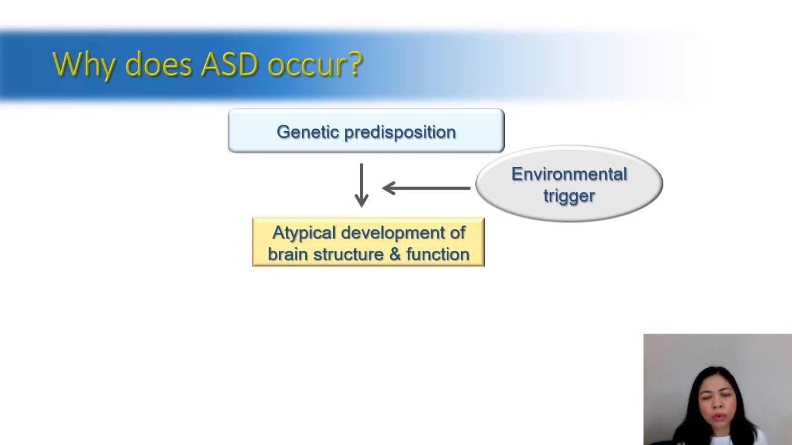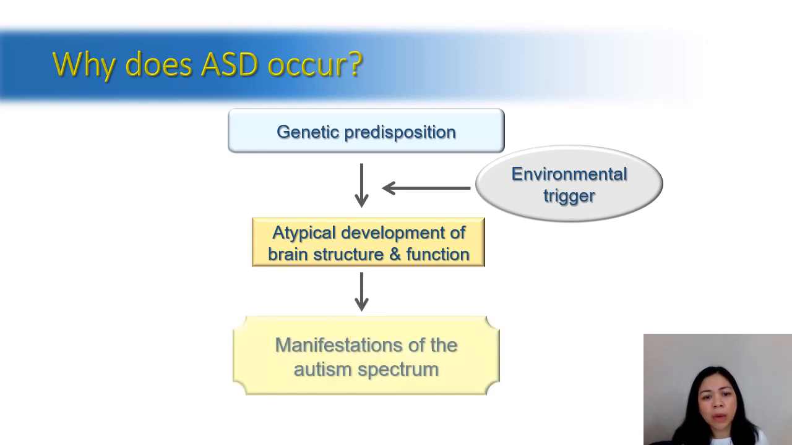This leads to a typical development of the brain structure and function such that the child will now manifest with autism spectrum. So for now, we know that autism is an inborn disorder, meaning that we're talking about how the brain developed while in the womb and in the first years of life. So attributing the cause of ASD to things like vaccine doesn't really jive with this framework.